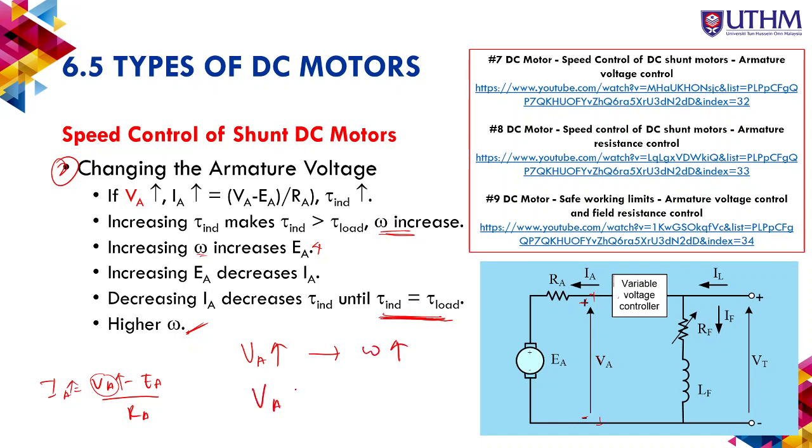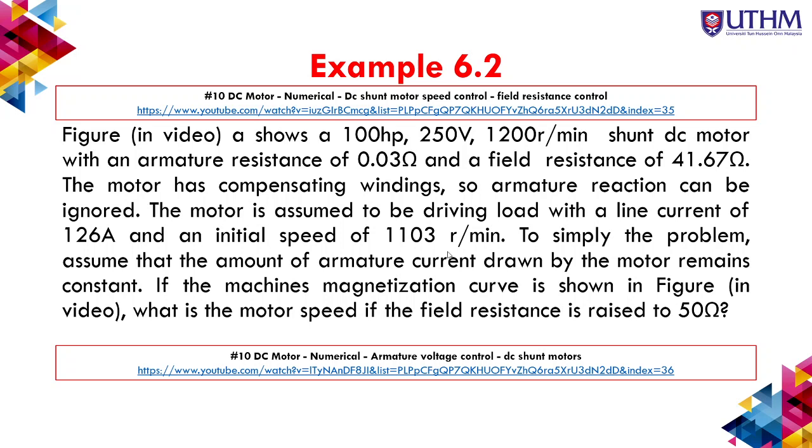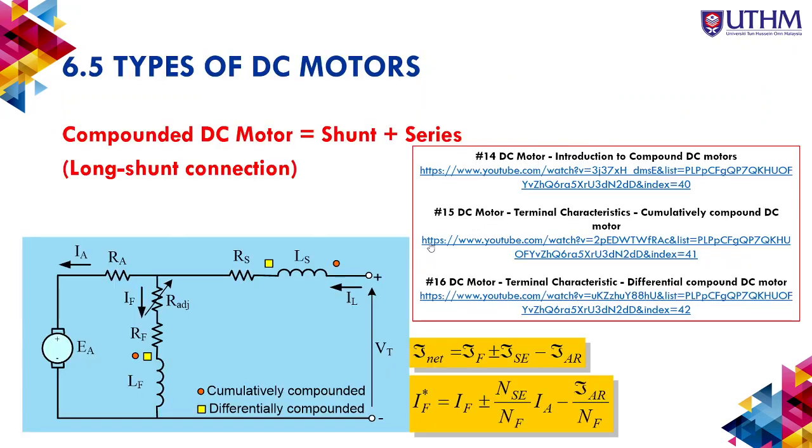Reducing VA will reduce the speed of the motor. So this is more detail about the explanation of the DC motor. I really hope that you can go to this video to get the explanation about this example.